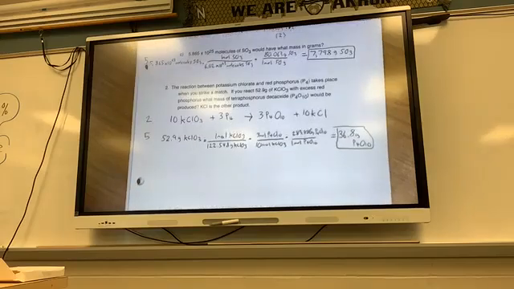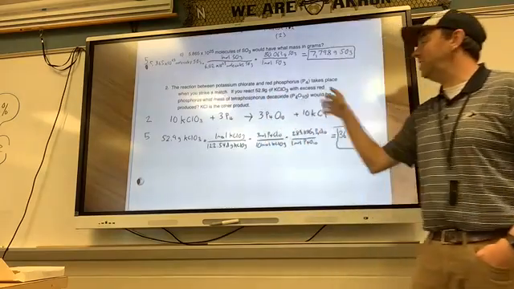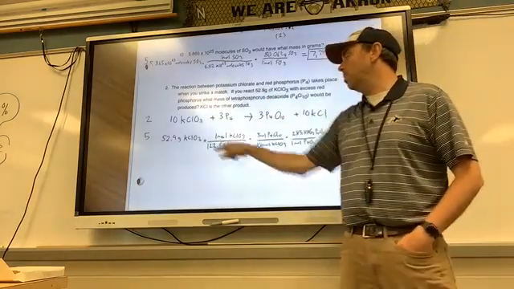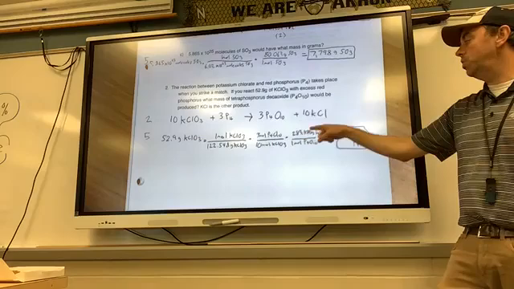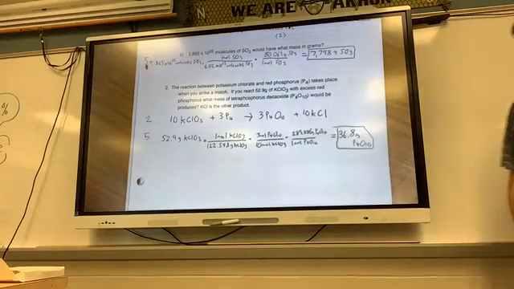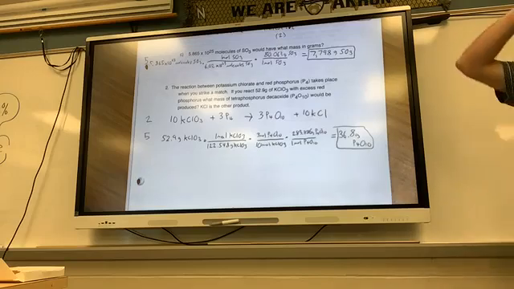Number 2 is pretty good. You should have had 10, 3, 3, 10. Grams to moles, stoichiometric step, moles to mass. So that was worth 7 points. Any questions on page 1? Questions on page 1. Page 2.